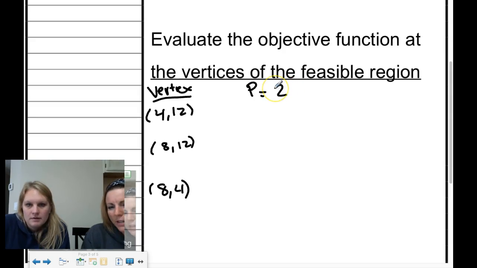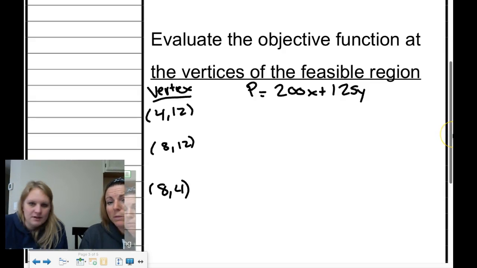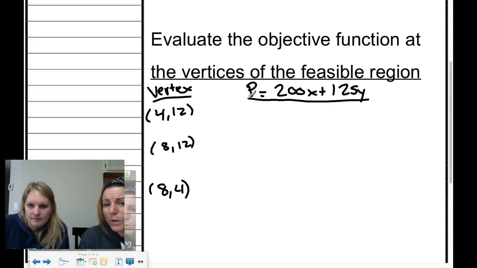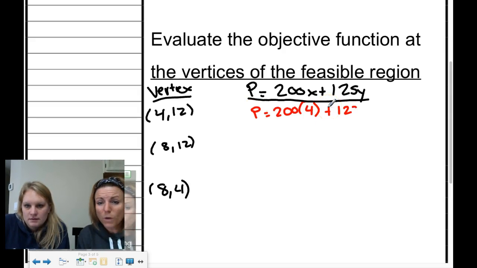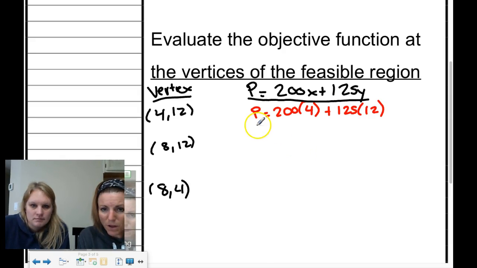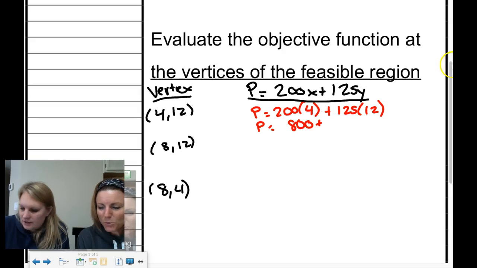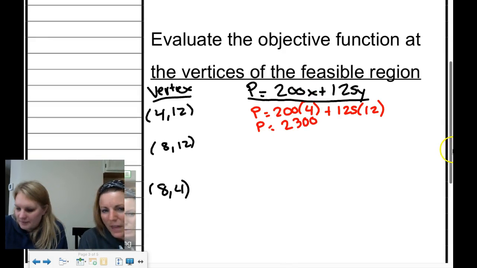P equals 200x plus 125y. This is actually the easiest part of the whole problem. All we're doing is plugging in 4 for x and 12 for y. So P is equal to, let's see, 125 times 12. The answer to that is 2,300. They can do that.